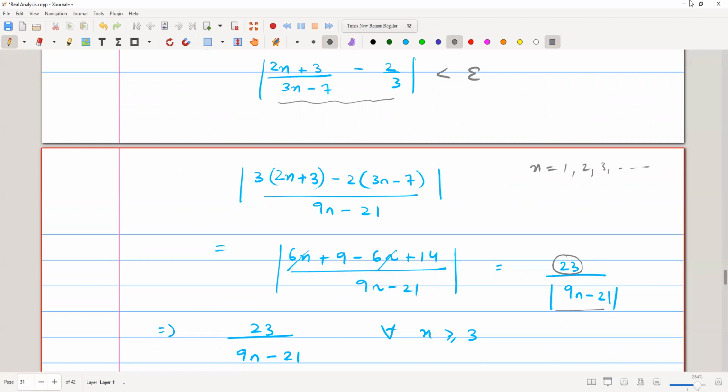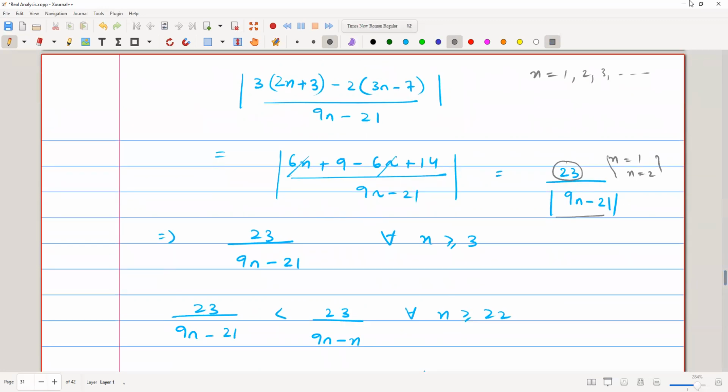And if we put n equals 1 or n equals 2 here, this expression is going to be negative. So if we want to remove the mod, we should consider n greater than or equal to 3, because we don't want this to be negative. So we are keeping it strictly positive. Therefore, we have to consider n greater than or equal to 3. We cannot consider n equals 1 and n equals 2. So now we can write that this implies 23 over 9n minus 21, with the mod removed, because we are saying that now for all n greater than or equal to 3.